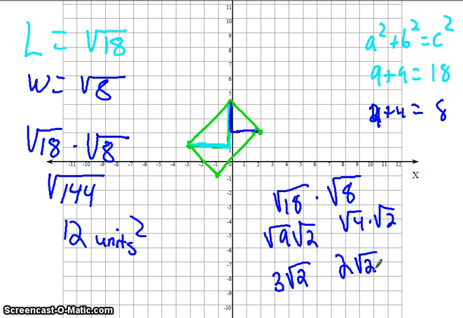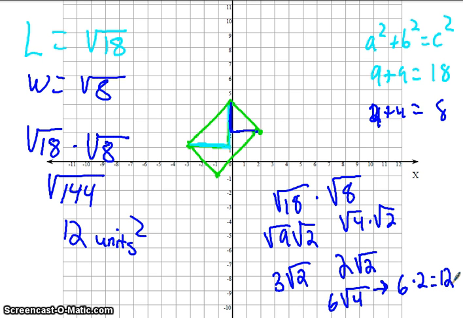Now, 3 times 2 is 6, and 2 times 2 is 4. And what's the square root of 4? 2. The square root of 4 is 2, right? So it's 3 and 2. So that's 6 times 2, which is 12, which is what we had over here.